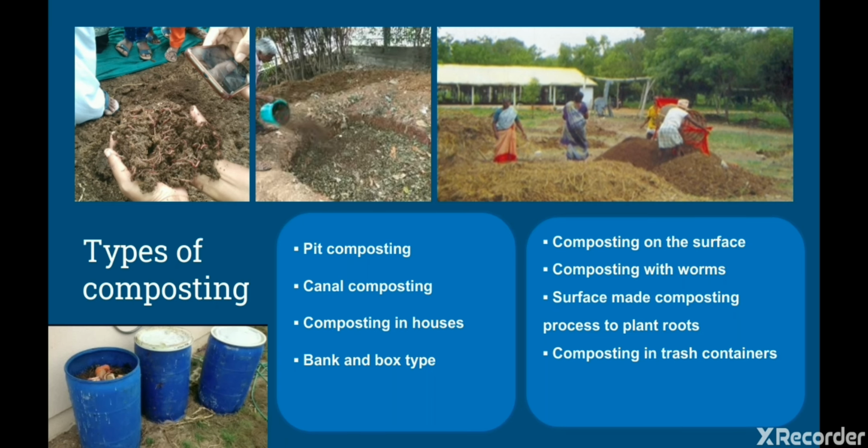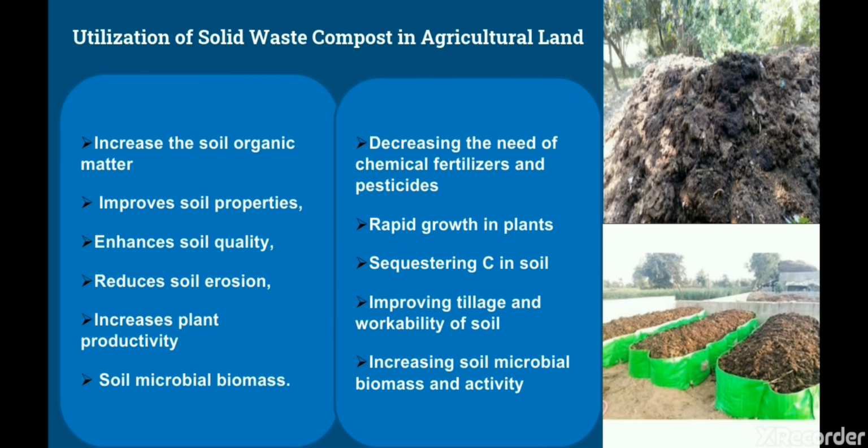Considering that the conventional composting method requires a lot of work due to stacking, compost balancing, final product discharge, and paving, these methods can be practically used. The methods are pit composting, canal composting, composting in houses, bank and box type, composting on the surface, composting with worms, surface composting applied to plant roots, and composting in trash containers.